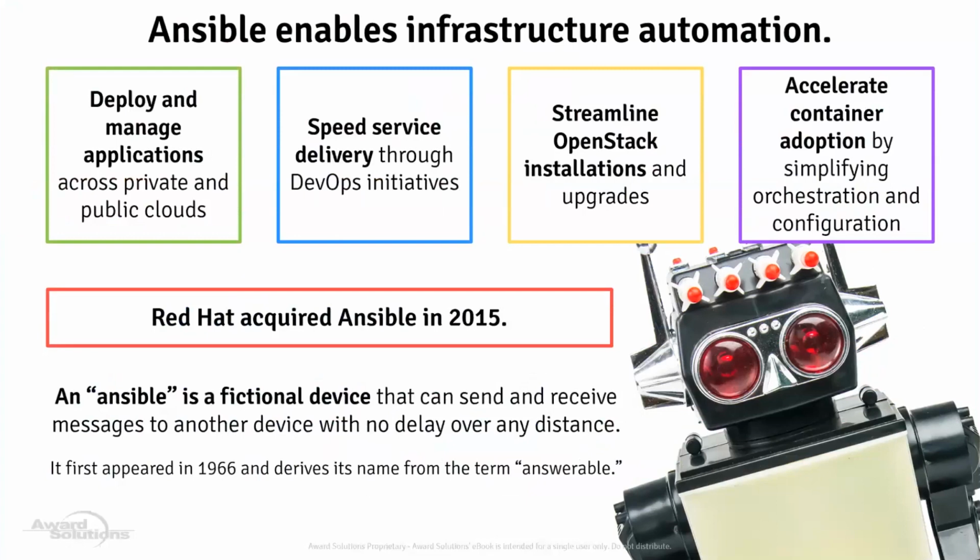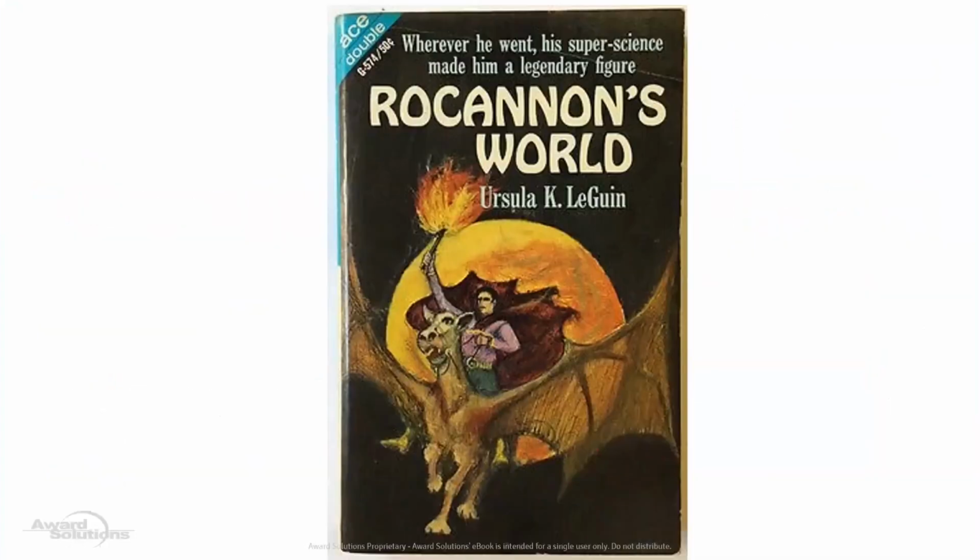Now, where the name comes from, I'm a big science fiction buff, and so the name I found very interesting. The name Ansible was a fictitious device that was created by an author by the name of Ursula Le Guin in a book that came out in 1966 called Rocannon's World. And it's really a play on the word answerable, right? So they took the word answerable and they kind of shrunk it down, and that's where Ansible comes from.